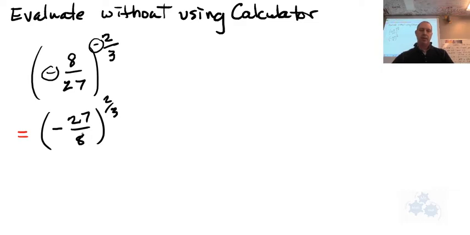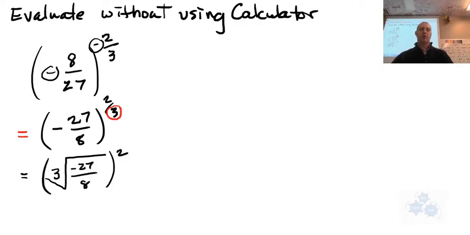It doesn't really matter. The next thing you'd want to do is look at this here, probably. That means what? What does a 3 in the denominator of an exponent mean? Take the what? Cube root. Okay? Take the cube root. So we're going to do this. We are going to do the cube root of negative 27 over 8 to the power of 2. Everyone see that?